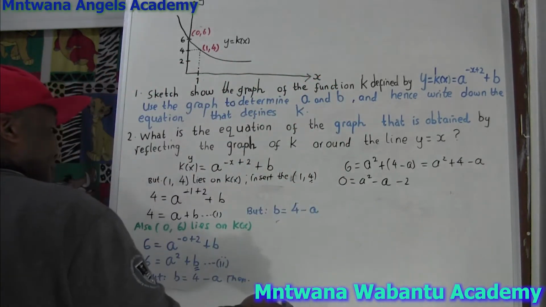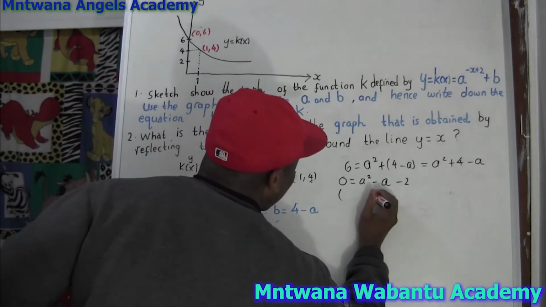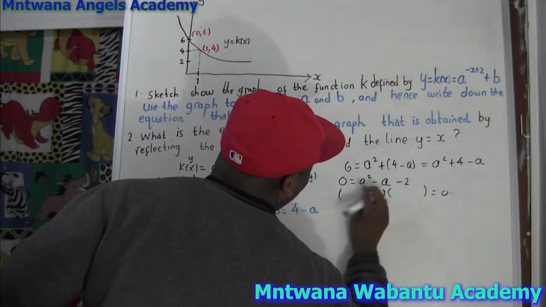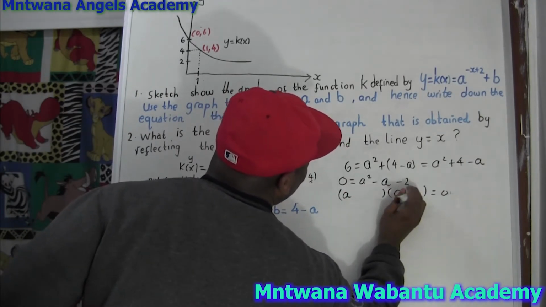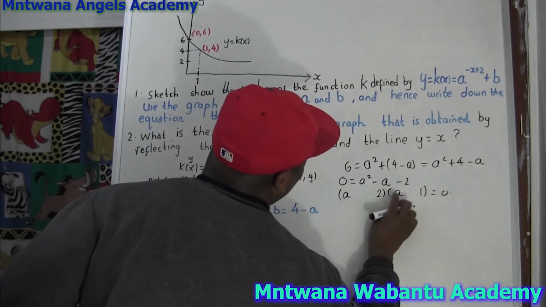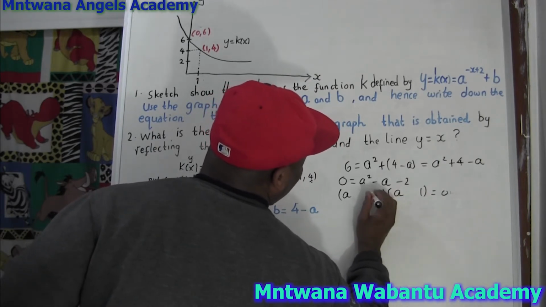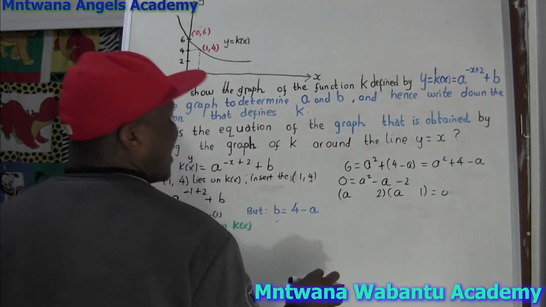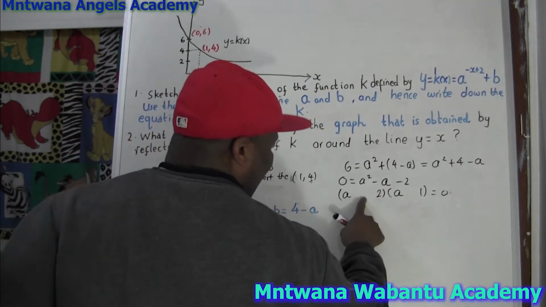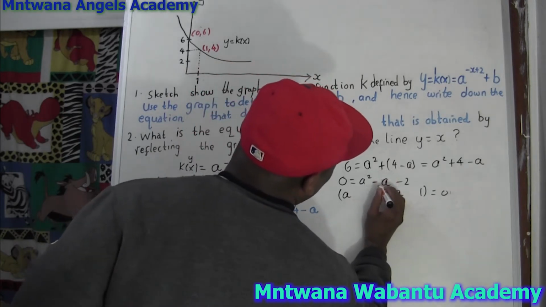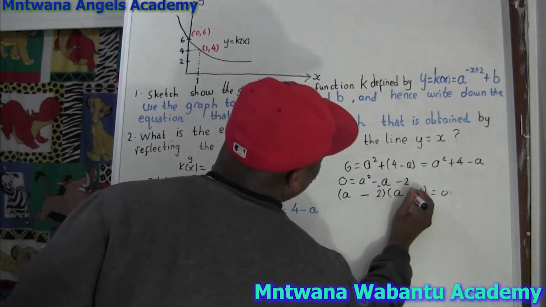Now I can factorize or I can just solve. Okay, let's factorize. How do we get a squared? This must be a times a. How do we get 2? Must be 2 and 1. But for the negative, one must be negative, one must be positive. I look at the middle number. The middle number is negative, which means the bigger number must be negative, and here it's going to be positive.